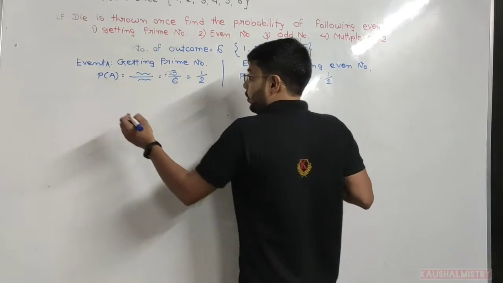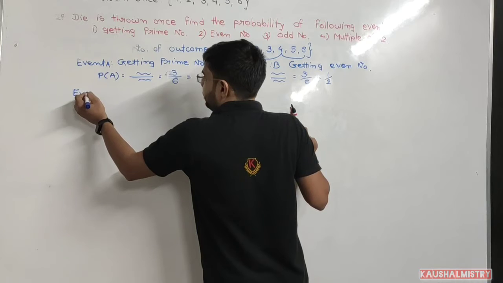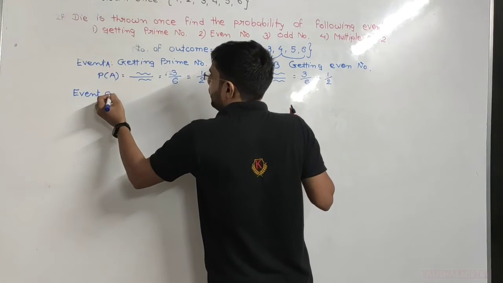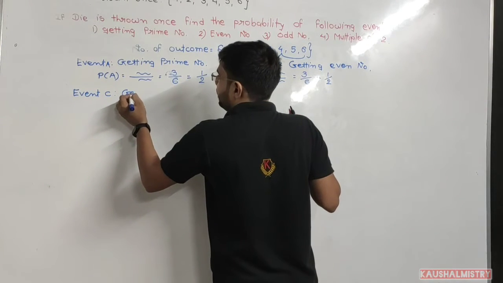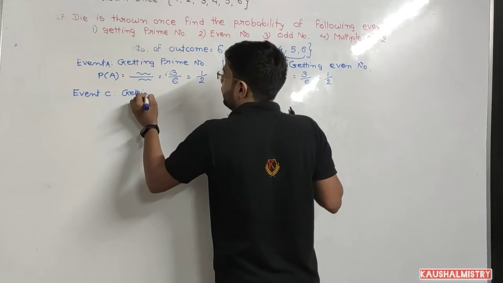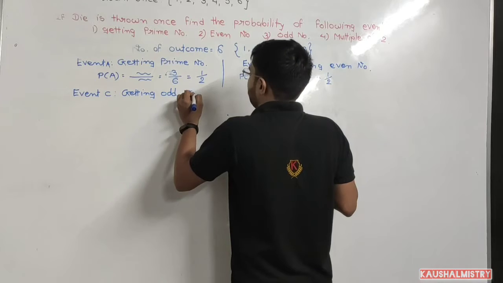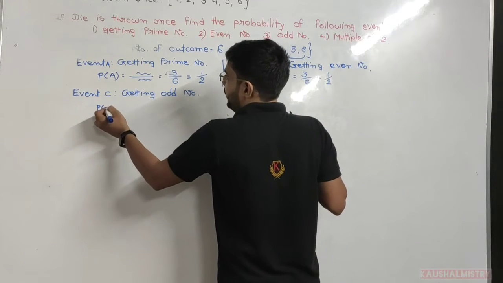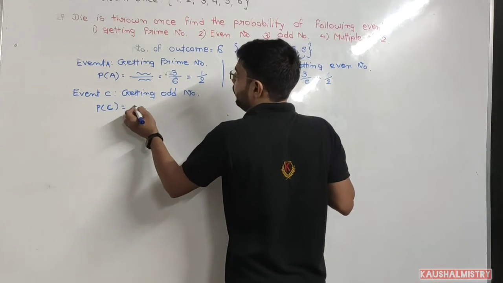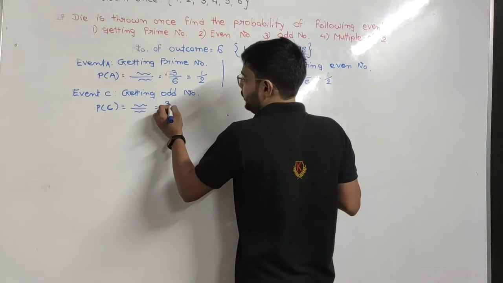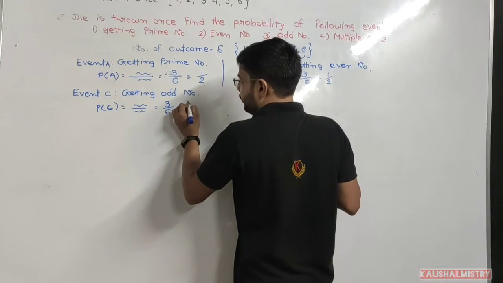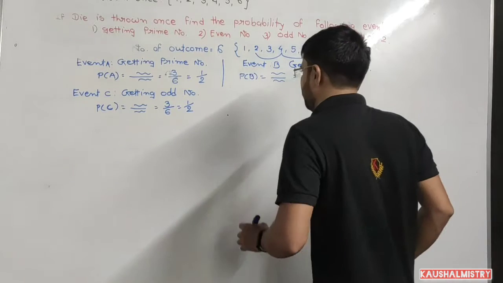Now what about event C? Getting an odd number, right? How many odd numbers are there? We have already discussed that they are 1, 3 and 5. So total 3 numbers are there, 3 upon 6. So the answer will be 1 upon 2.